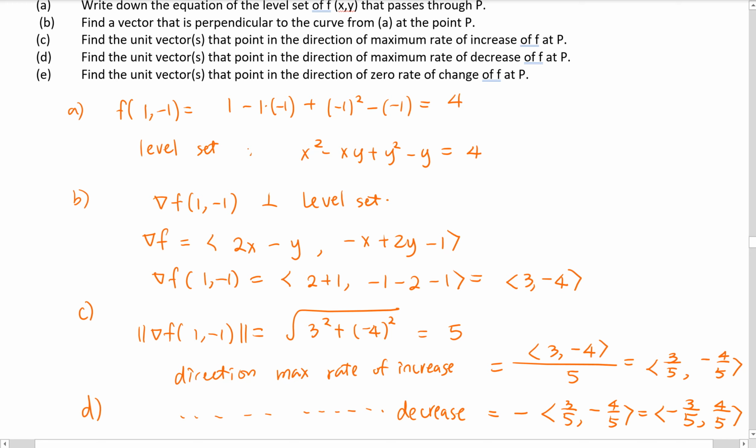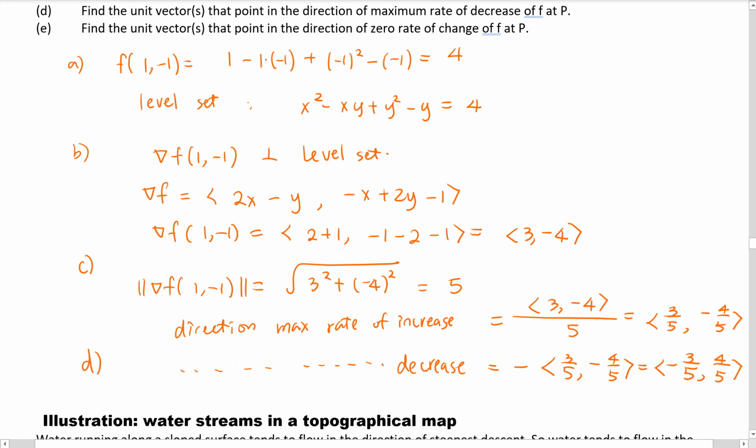Find the unit vector that points in the direction of 0 rate of change. Okay, so this guy, what do we need? We want to find a unit vector. So let's say u equals (a, b), and we want u to be perpendicular to the gradient vector, right? Because we need 0 rate of change. So we need u dot the gradient vector equals 0.